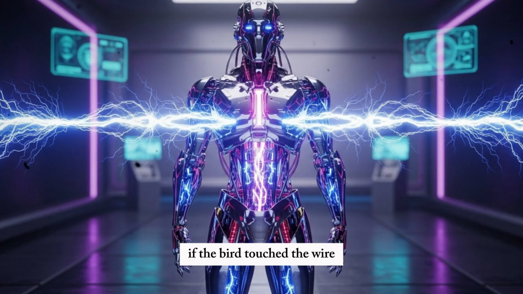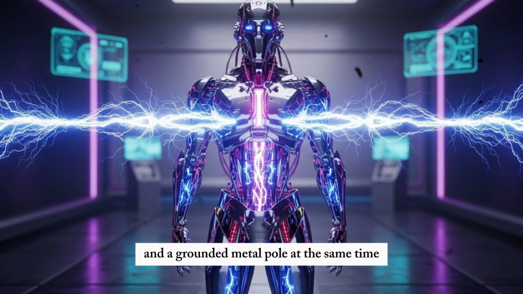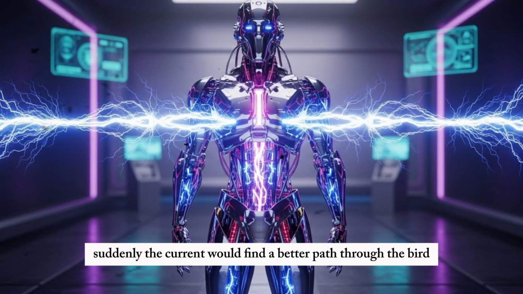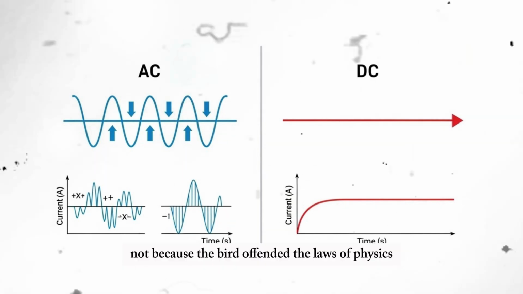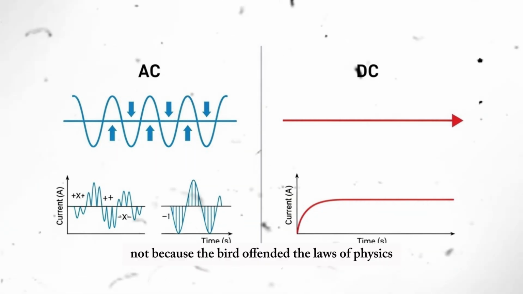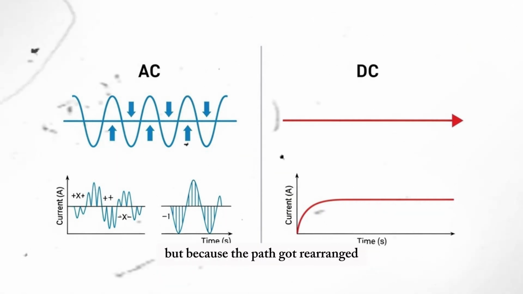If the bird touched the wire and a grounded metal pole at the same time, suddenly, the current would find a better path through the bird, and everything changes. Not because the bird offended the laws of physics, but because the path got rearranged.